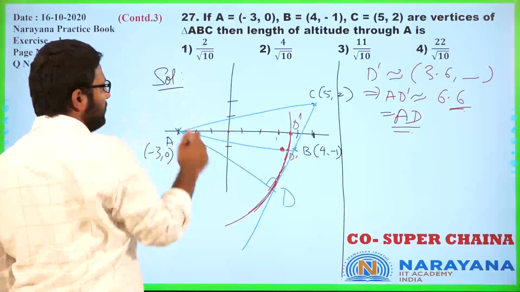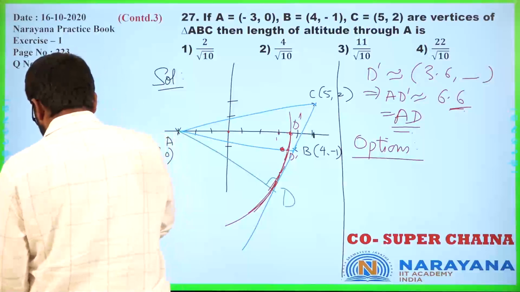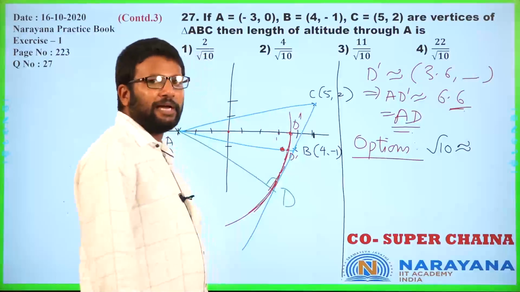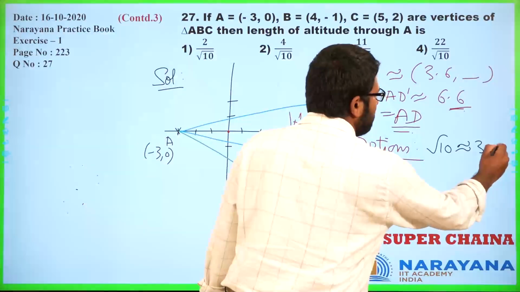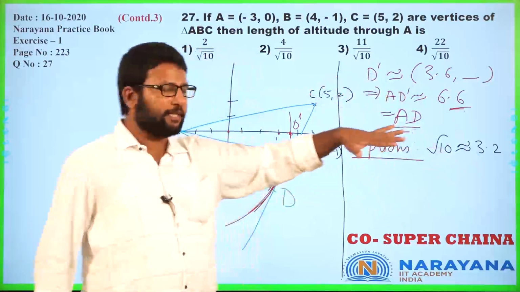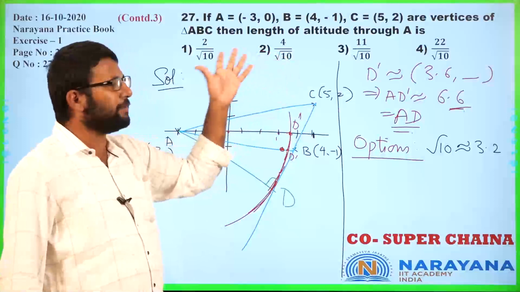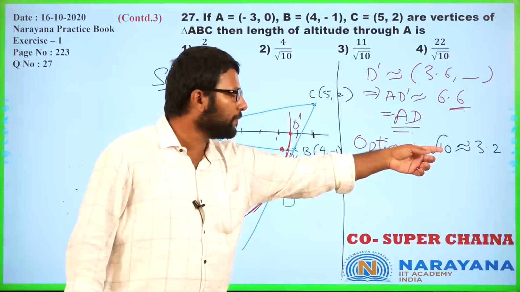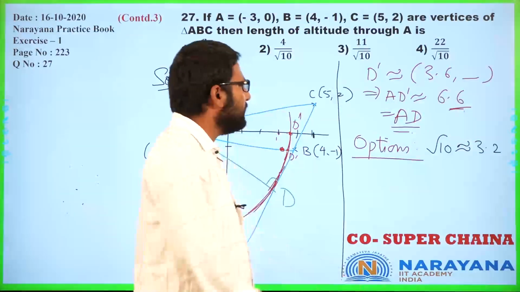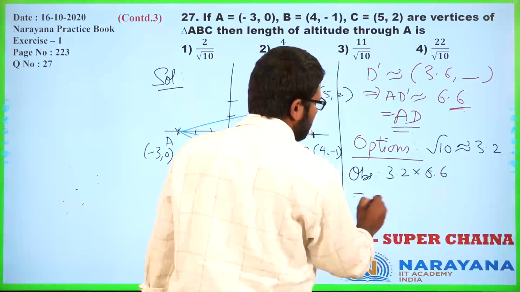Okay. So now options. In the options, just keep in mind that root 10, how much is the approximate value of root 10? 3.2 something, correct? 3.2. Now 2 upon 3.2, 2 is anyway less than 3.2, so that is definitely not the answer. 4 upon 3.2, 4 is only slightly more than 3.2, right? So again 4 upon 3.2 cannot be the answer. 11 upon 3.2. Now 11 upon 3.2, multiply 3.2 with 6.6, right? Observe, 3.2 into 6.6.